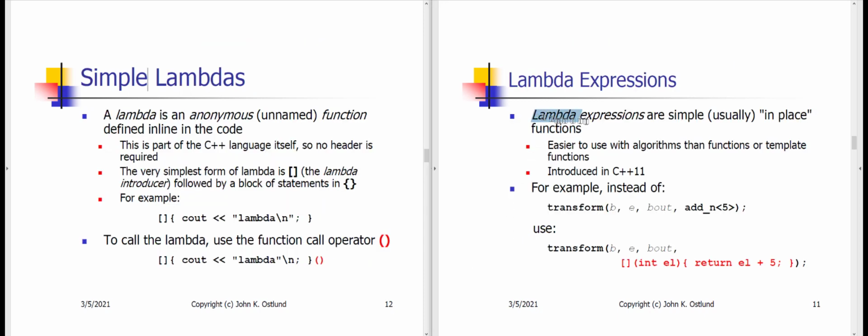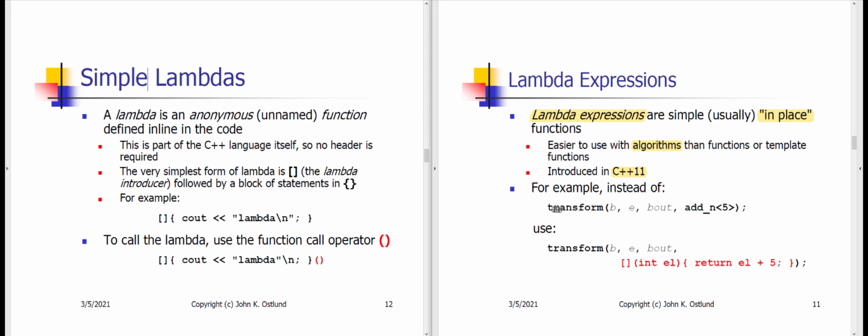Okay, now a lambda expression is even easier to use than function objects or than functionals, and it gives us a way of defining an in-place function that we can call. These are very easy to use with algorithms in comparison with ordinary functions or template functions or functionals or function objects. They were introduced in C++11 and are one of the most important enhancements made at that time.